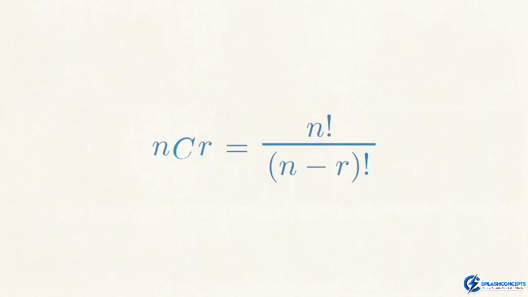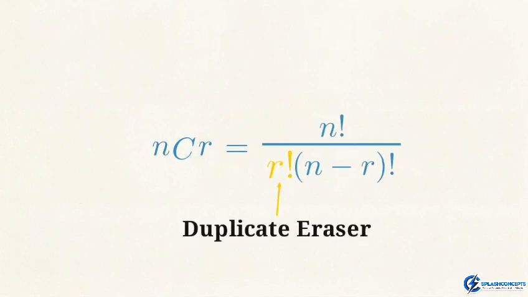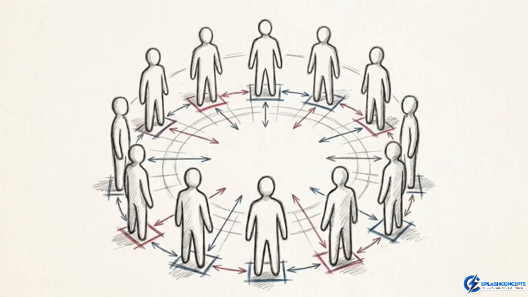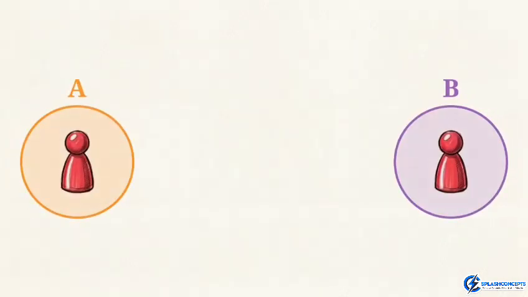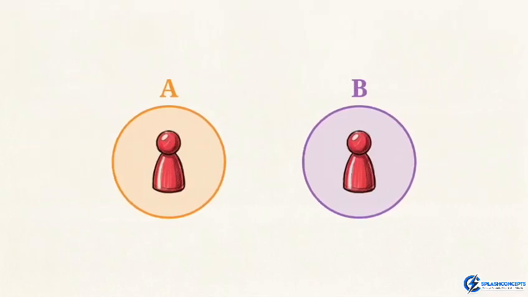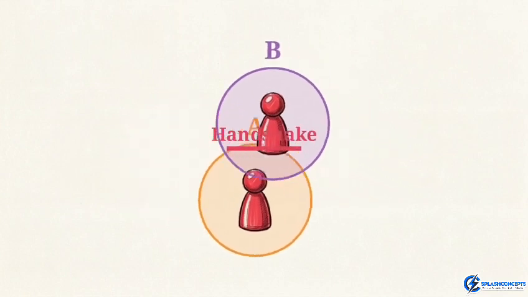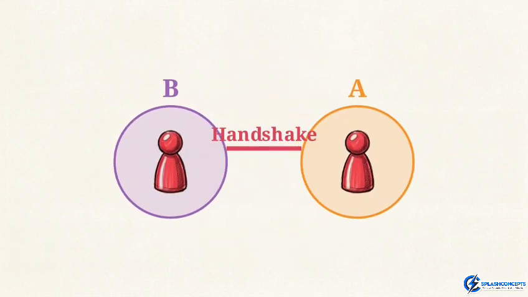Combinations use a different formula. The key difference is this extra r factorial in the denominator, which acts as a duplicate eraser. Consider a room with 10 people where everyone shakes hands with everyone else exactly once. How many handshakes take place? Apply the order test here. Does the sequence of the people in the handshake change the event? When 2 people shake hands, A plus B is the same as B plus A. Because the sequence doesn't matter, this is a combination.